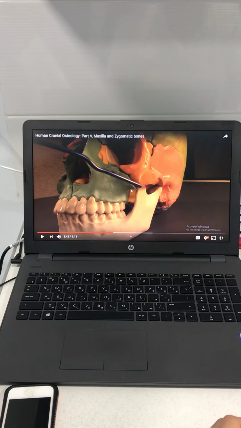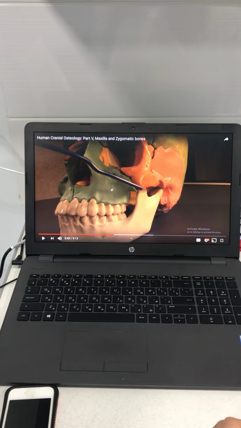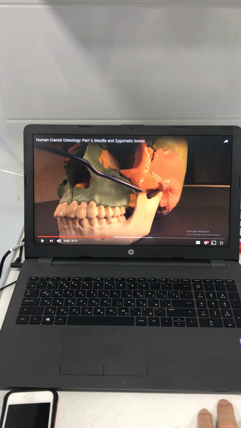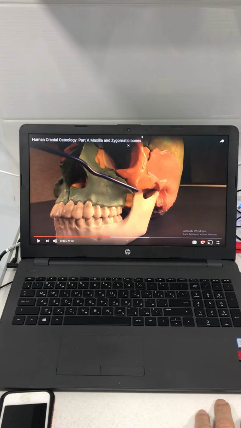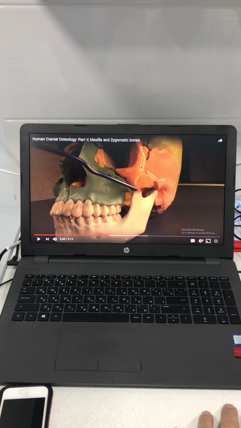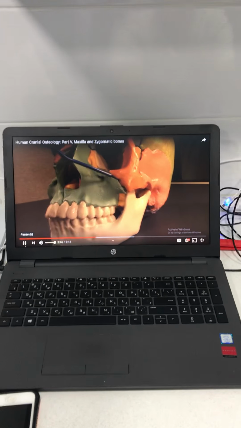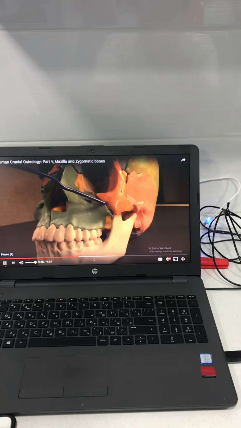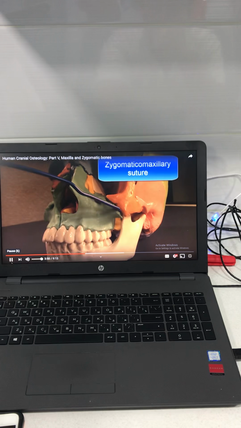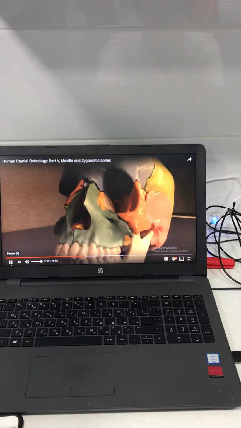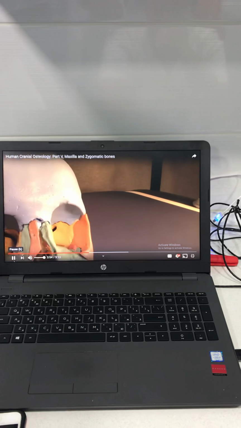Titanium plates and screws. So you have to know this part is maxilla, this part is zygoma, this part is frontal. You have to know this one, all right? To reduce the bone and put it in place. This is called the zygomaticomaxillary suture.